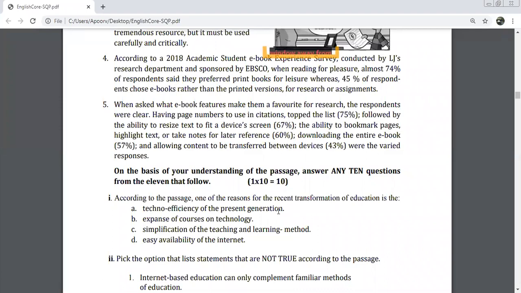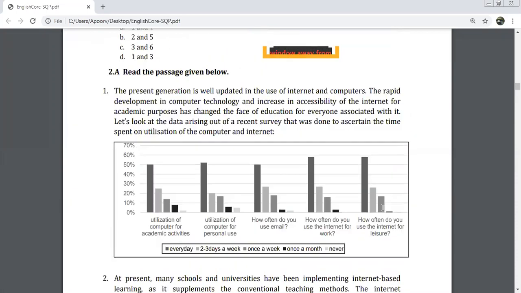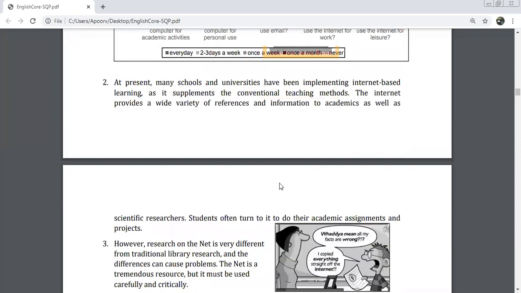According to the passage, one of the reasons for the recent transformation of education. You can read the options yourself. I'm asking you, recent transformation of education, what is the reason? Easy. Read the options. Availability of internet. Okay, let's go to this. Yes, you please find your answer.